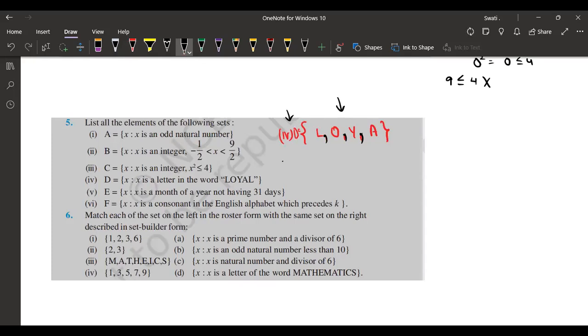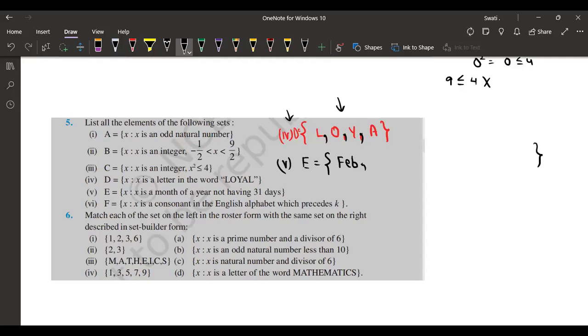That is it. Next is X such that X is a month of the year not having 31 days. So we need to just simply write down all those months in which there are no 31 days. January has 31 days, we cannot write. February, okay, I'm writing in short form. You do not write down in the short form.